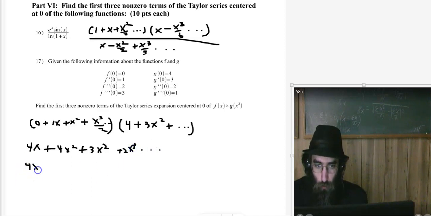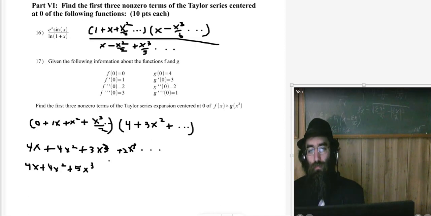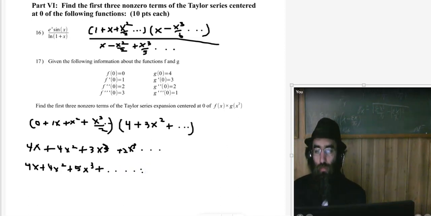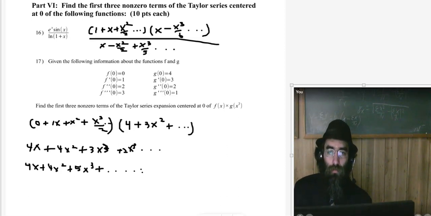And we get 4x plus 4x squared plus 5x cubed. Why not 3x cubed? There we go. Yeah. And those are the first 3 non-zero terms of the Taylor series for the function 17.